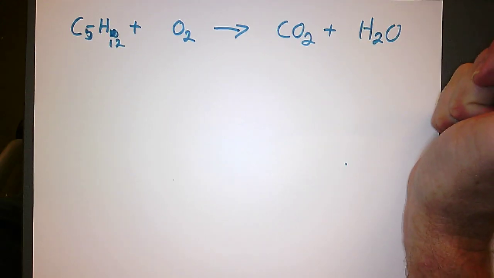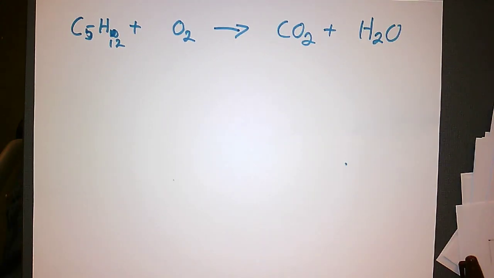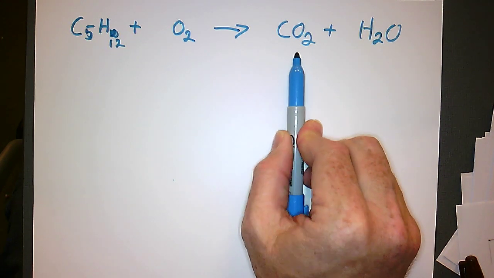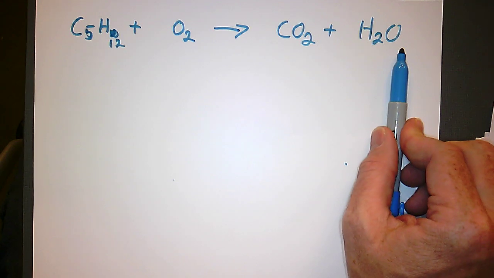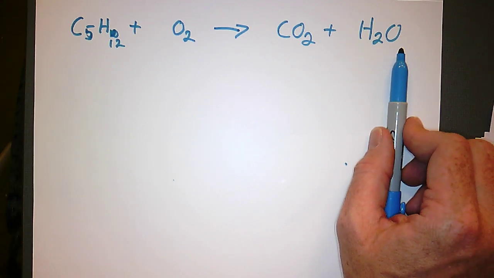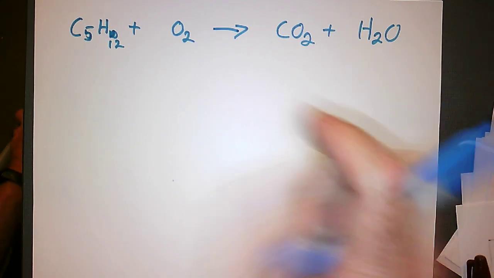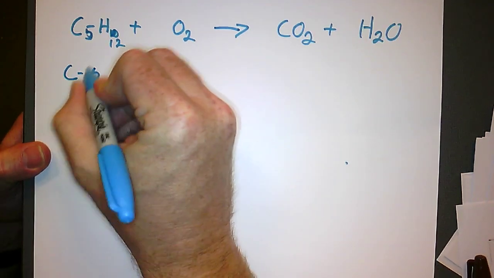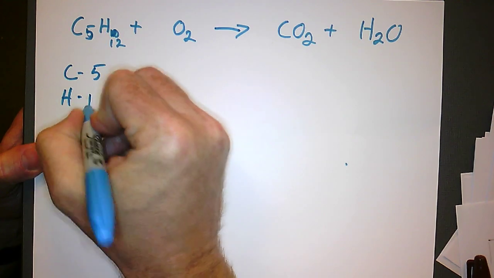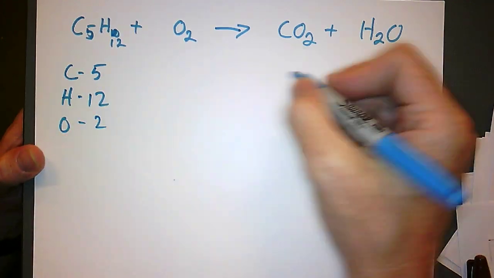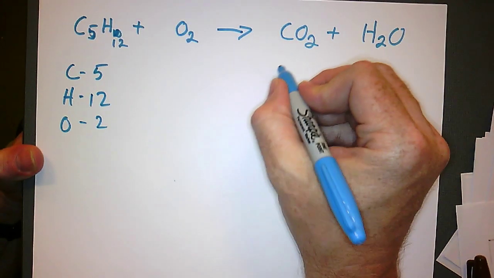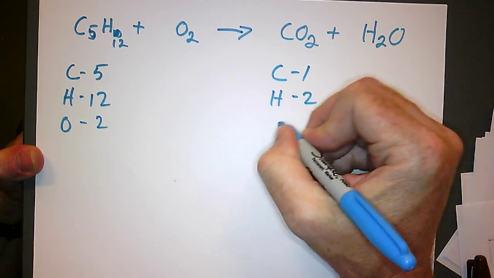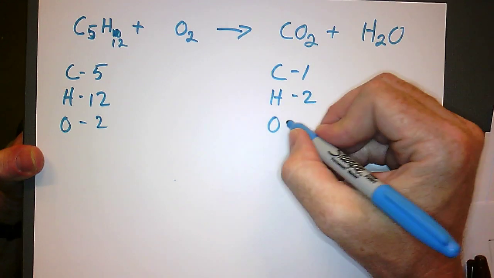All right. Now, what makes this one tricky? Because there's only 3 elements, is that on the right side, oxygen is here and oxygen is here. So you have to be careful as you're adding your coefficients when you're re-adding. So on the left side, how many C's? I heard it, 5. How many H's? 12. And how many O's? 2. And on the right side, how many C's? 1. How many H's? 2. And how many O's? 3, because we have to add them all together.